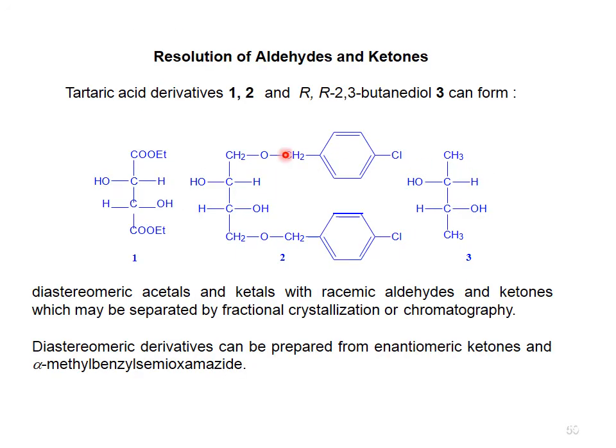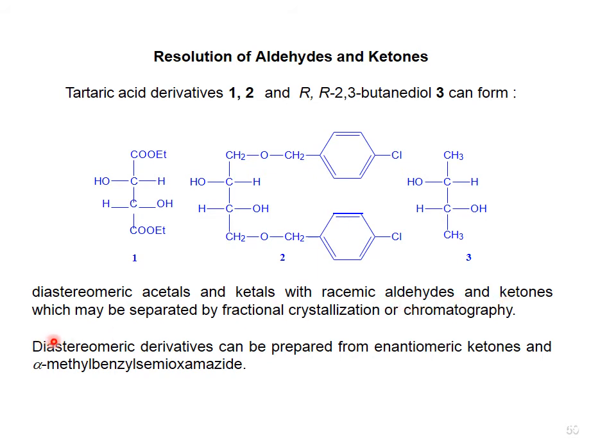Resolution of aldehydes and ketones: tartaric acid derivatives 1, 2 and RR-2,3-butanediol can form compound 3. This is compound 1, this is compound 2, this is compound 3. This is the simplest compound. Diastereomeric acetals and ketals form with racemic aldehydes and ketones, which may be separated with fractional crystallization or chromatography. Diastereomeric derivatives can be prepared from the enantiomeric ketones and alpha-methylbenzyl oxyamide. These are the compounds which are used for the resolution of aldehydes and ketones.